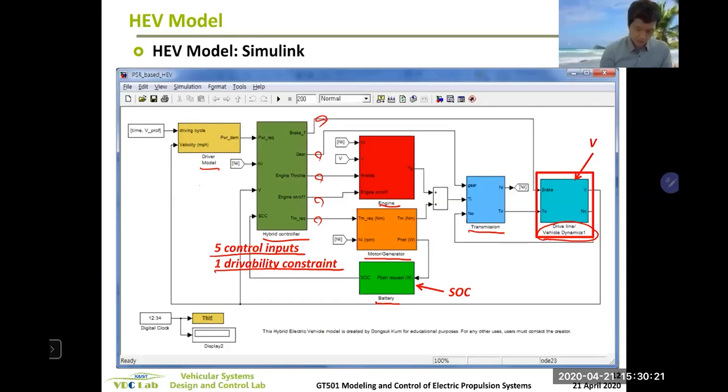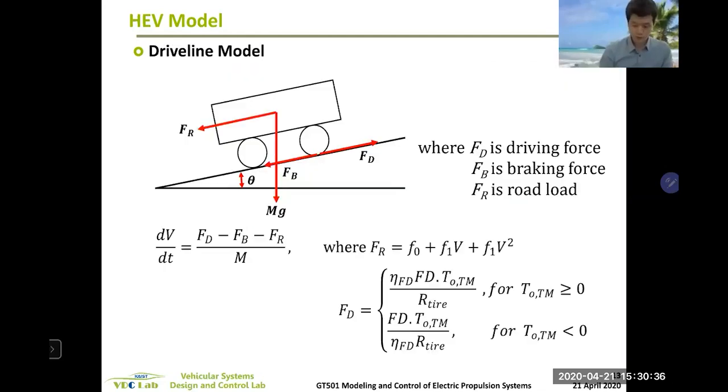So we need to get the controller to generate these 5 control signals to control engine, motor, transmission, and vehicle, right? And we're going to look at how each component is modeled. So we already looked at this model in the vehicle dynamics part. This is just a quick summary of that.